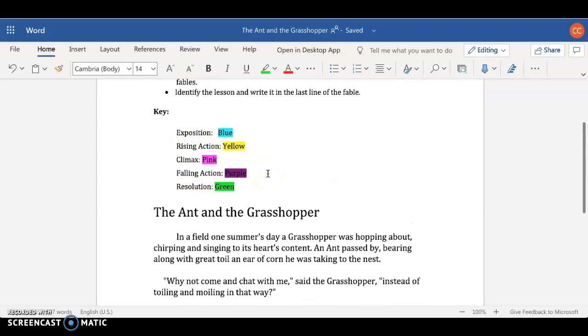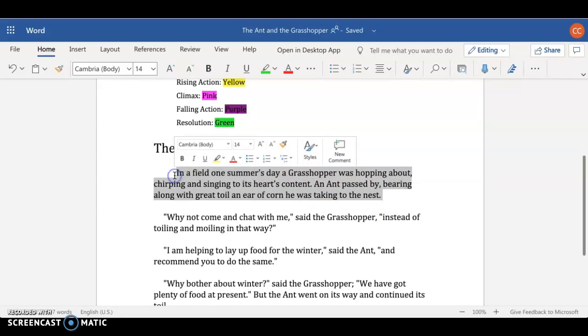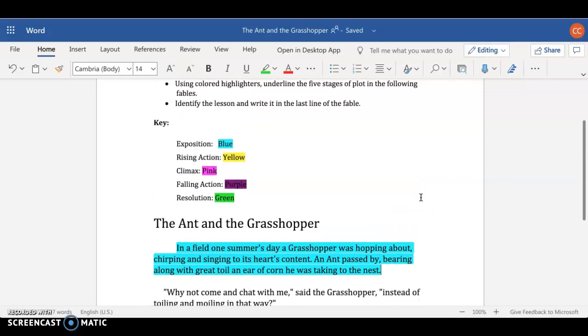So remember, our exposition tells the time, the setting, climate, and the characters. So in the field one summer day, a grasshopper is hopping about, chirping and singing to its heart content. An ant passed by, bearing along great toil an ear of corn, and he was taking it to the nest. Well, right here, a field one summer's day is our when and where. And then our characters are our ant and our grasshopper. So I'm going to make this whole little paragraph blue. Okay, that's our exposition. So we know it's color coded.